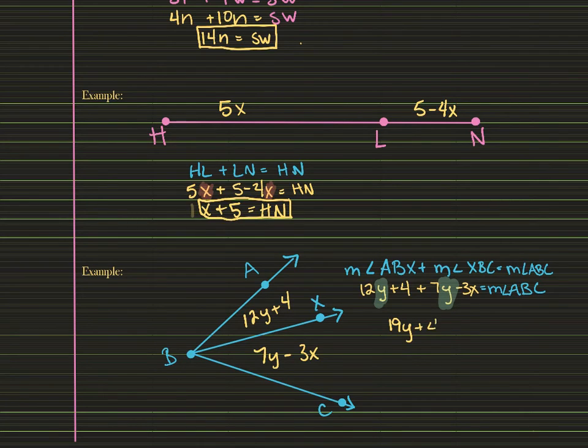Then I have my 4 and I have my minus 3x, and I don't have anything that matches those. So I'm just going to tack them on to the end and say that they equal the measure of angle ABC.